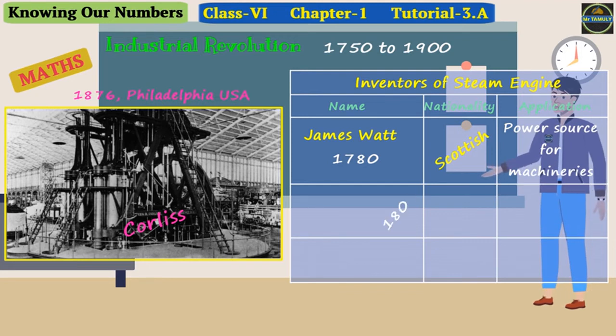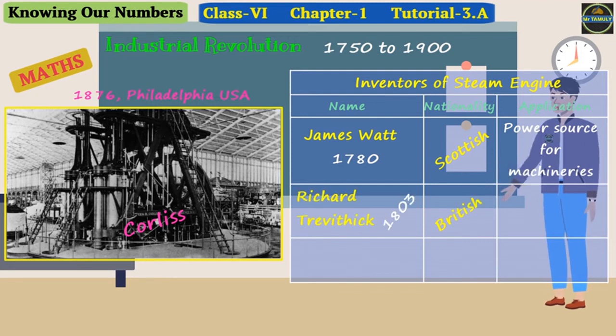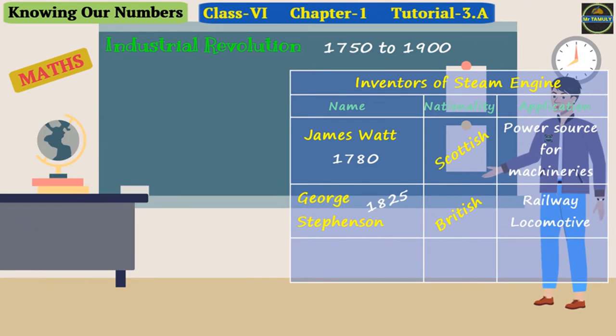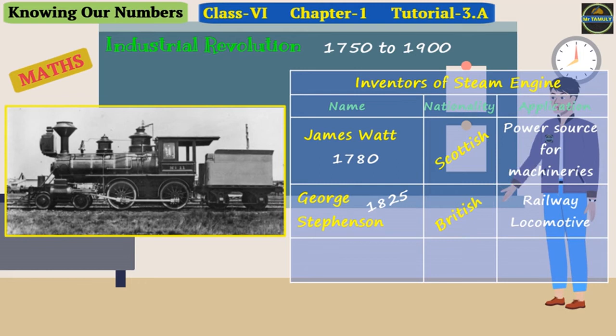In 1803, British engineer Richard Trevithick created the first steam engine that could be used as a railway locomotive. But the steam engine that was used in the first commercial railway carriage was designed by another English engineer, George Stephenson. Stephenson's railway locomotive made its maiden run between Liverpool and Manchester in the year 1825. In this image you can see one of the earliest railway steam locomotives.